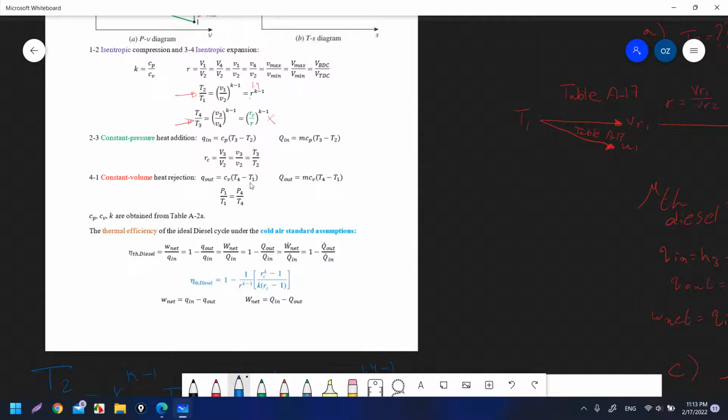For Qout, I have T1 in the question. Okay, it is given in the question, but T4, I can find it using this one. I have T3, I calculated in part A, and I have RC and R, I can find T4.